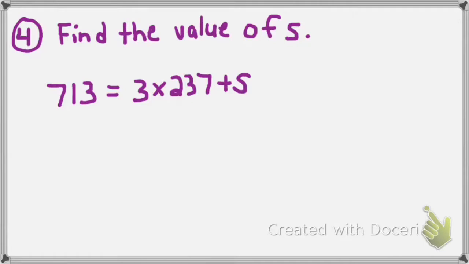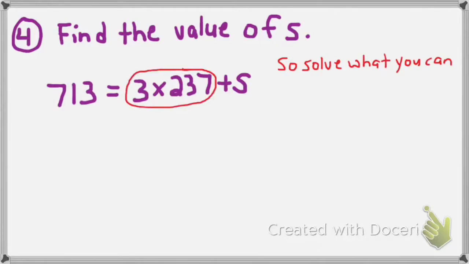Let's take a look at our last example, example number 4. Example number 4 says find the value of s. 713 equals 3 times 237 plus s. S is my unknown. I don't know what it is. I have to figure it out. So I'm going to solve what I can first.